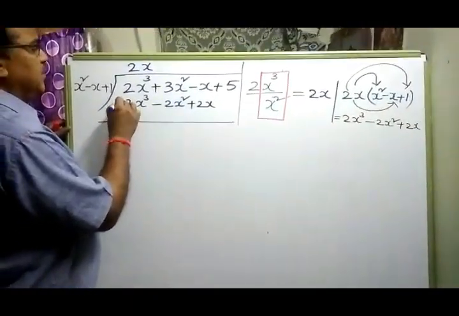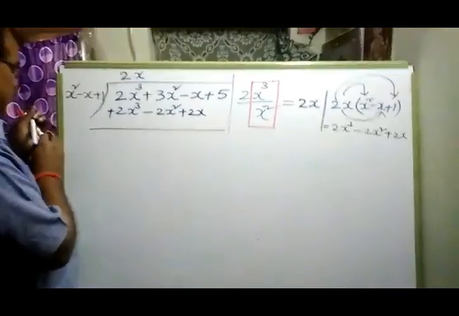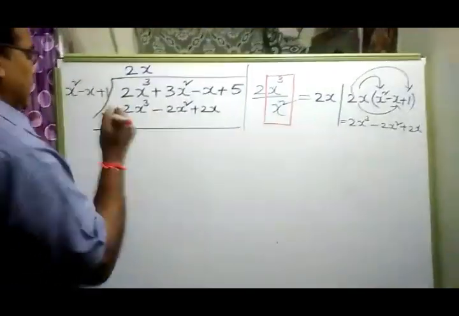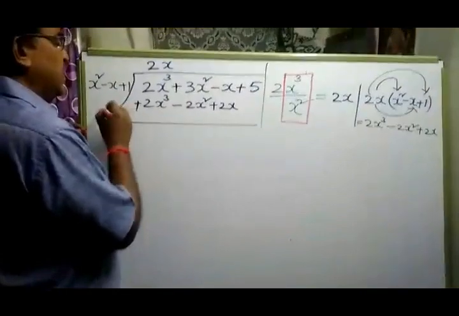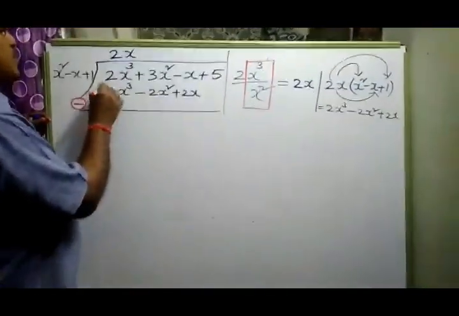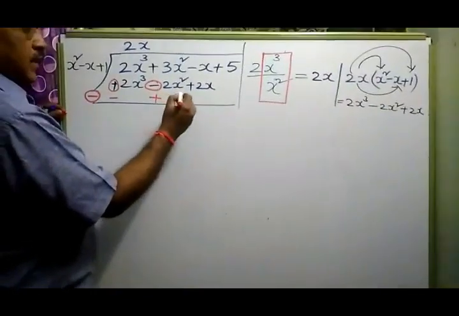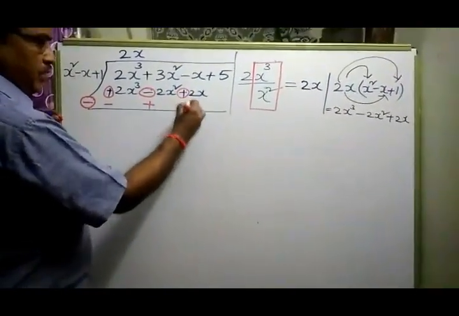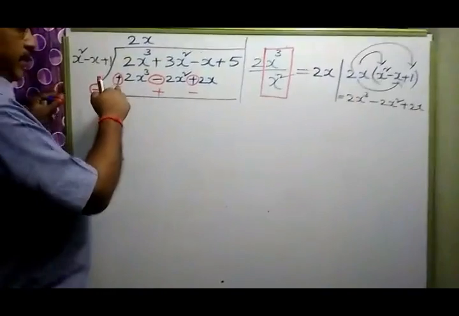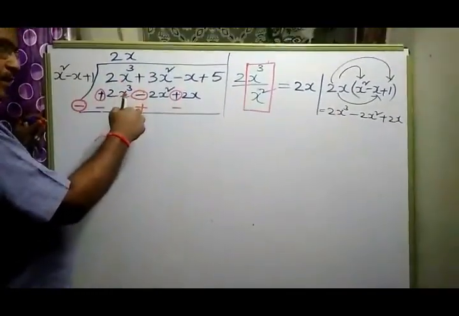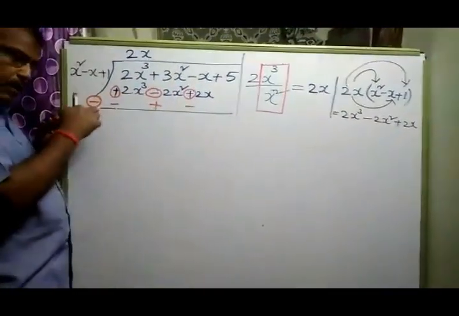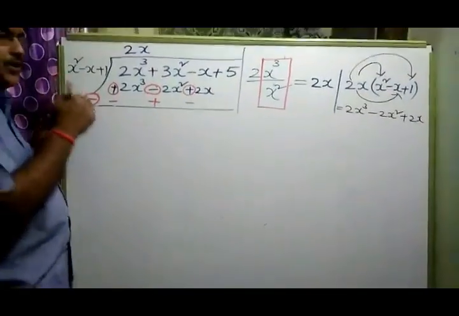2x cube means plus. Now we are going for subtraction. Because of this subtraction, this plus becomes minus, this minus becomes plus, this plus becomes minus. This is very, very important. Plus becomes minus, minus becomes plus, plus becomes minus, because of this subtraction.